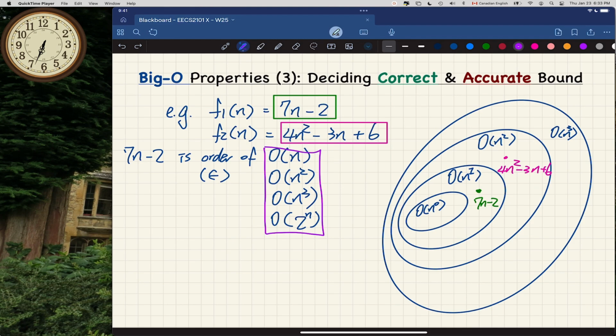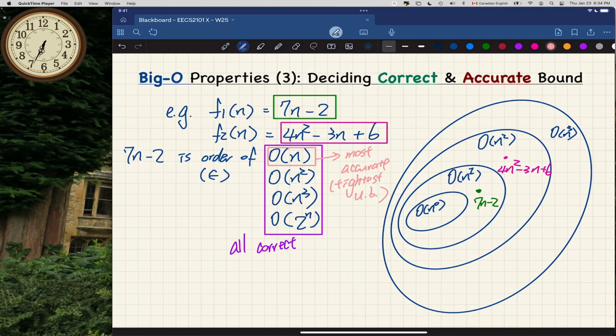But we need to choose the one that's the most accurate. So which one should be the most accurate? Should be the one with the lowest power. That would be the tightest upper bound. How about that? Okay. So this one is the most accurate. So that would be the tightest upper bound. Right, that's important for you to distinguish between being correct versus being accurate.